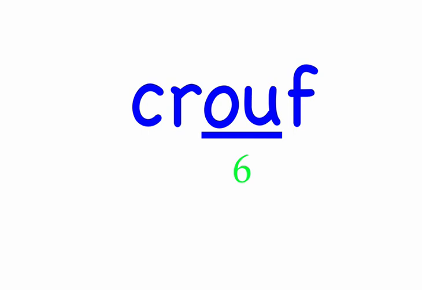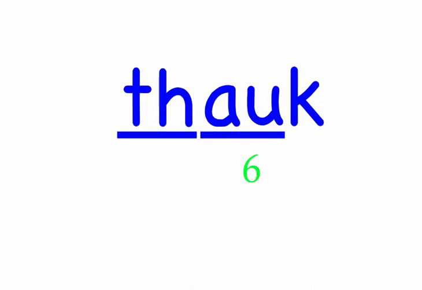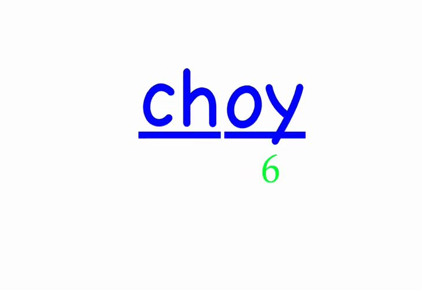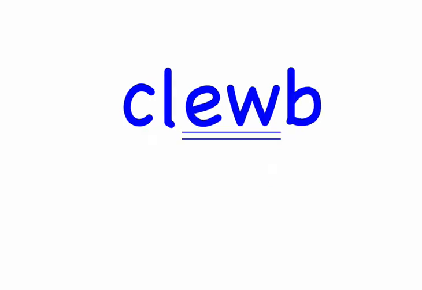Row 7. Crowth. Thawk. Choy. Klube. Mown.